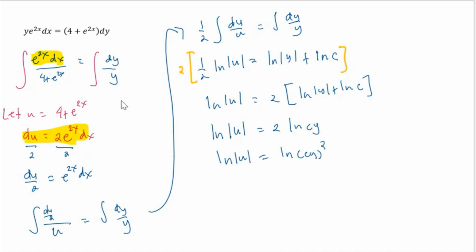Now after that, since both sides of the equation have ln, we can apply the property of equality. So we can cancel ln on both sides. We can write now the absolute value of u is equal to the quantity of cy to the power of 2. So we are going to substitute back the meaning of u, which is actually 4 plus e raised to 2x is equal to the square of cy. So that is now our solution for this problem.